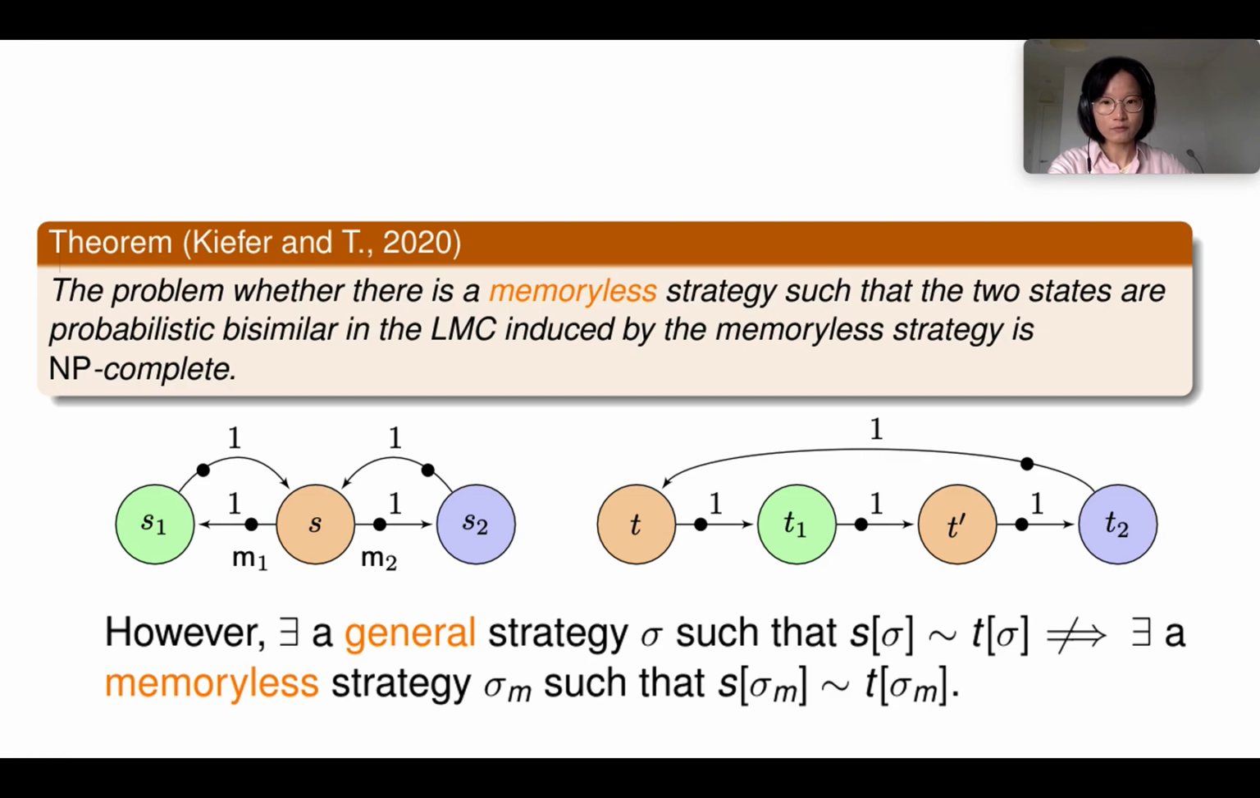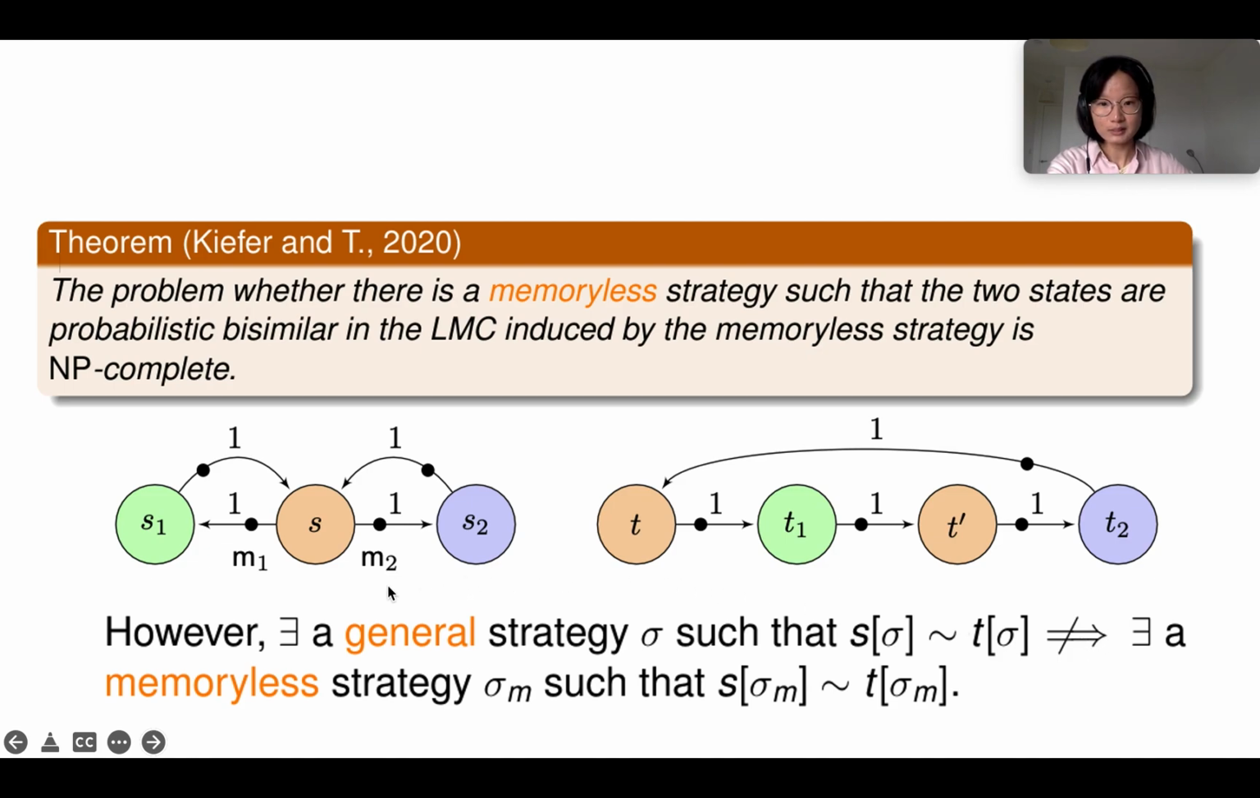So in our first step, what we try to show is that maybe if there is a general strategy that can make two states probabilistic bisimilar, then this might imply there is a memoryless strategy such that the two states can be made probabilistic bisimilar by this memoryless strategy. However, the MDP shown on the slide shows that this is in general not the case.